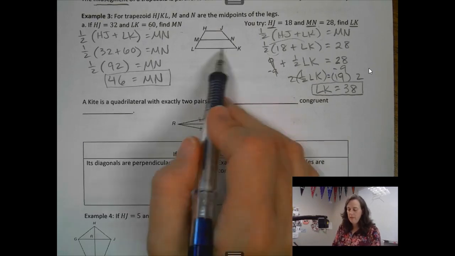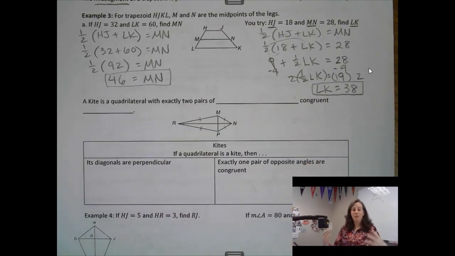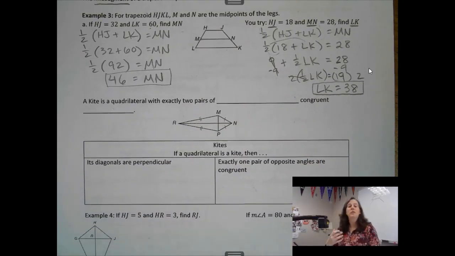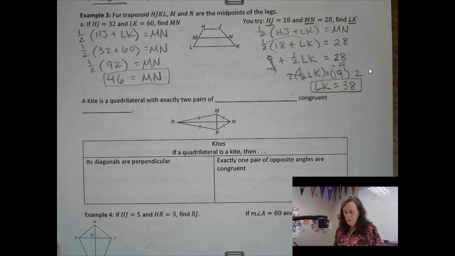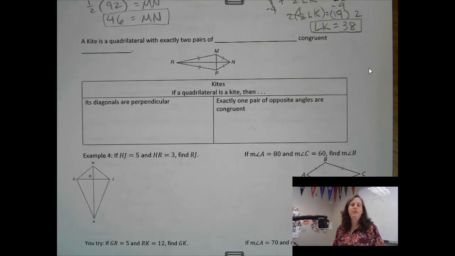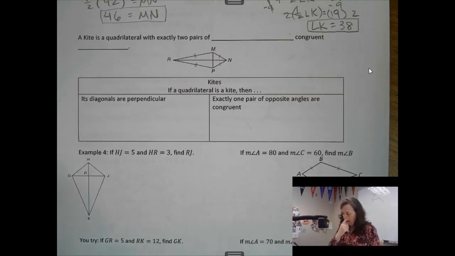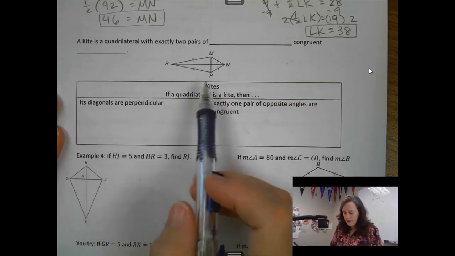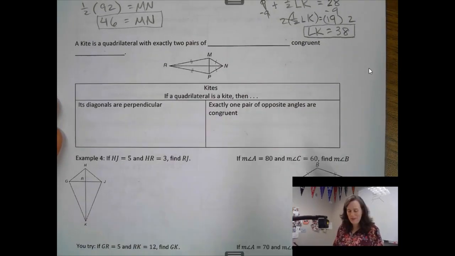That was the bottom. Okay, hopefully you either got that, which is awesome, or you were able to follow along and you understand it so you could do it again, because there will be one like that on your assignment. Last part of chapter 6 is kites. Isn't that an interesting thing to get to study for a little bit in geometry?